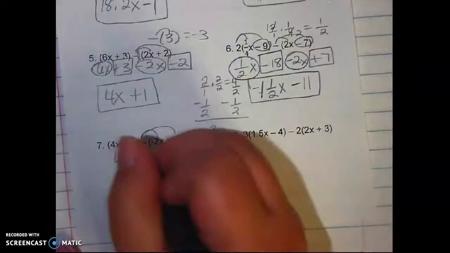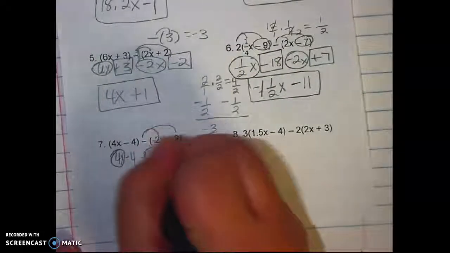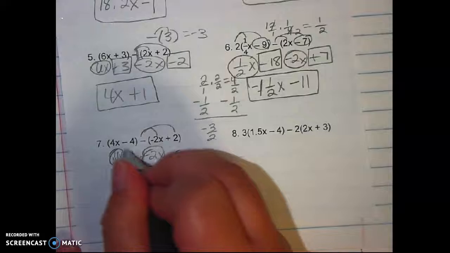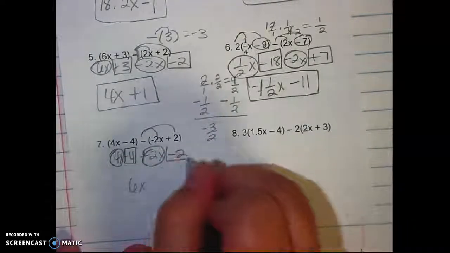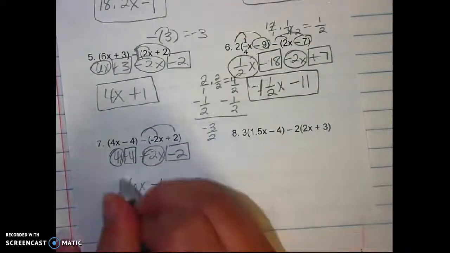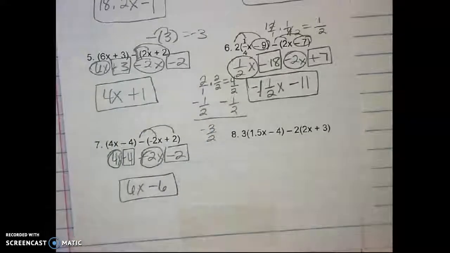Now I combine like terms. 4x plus 2x is 6x. Negative 4 plus negative 2 is negative 6. My answer is 6x minus 6.